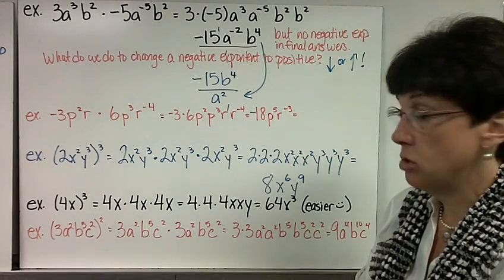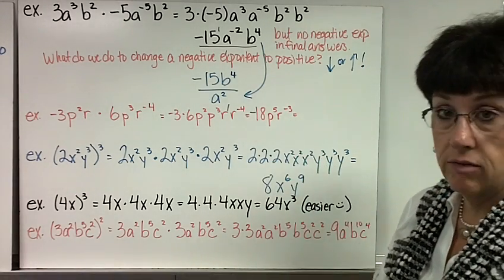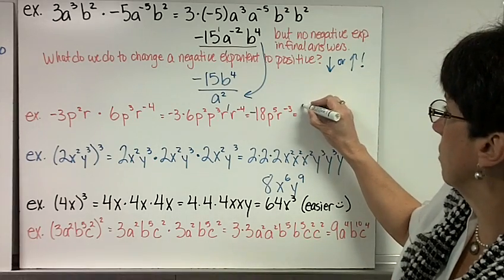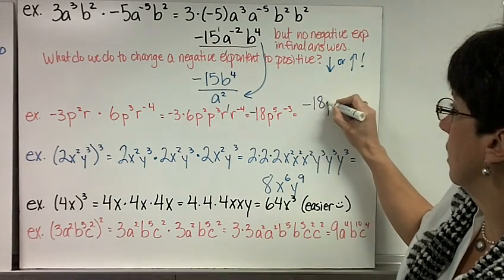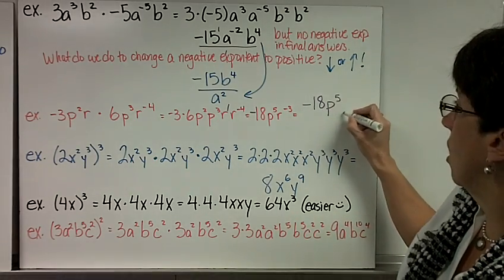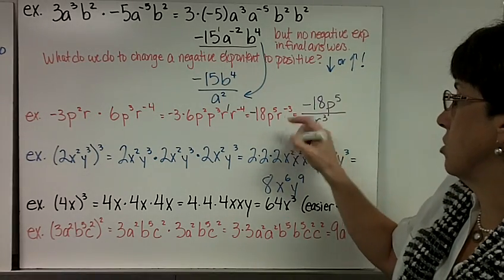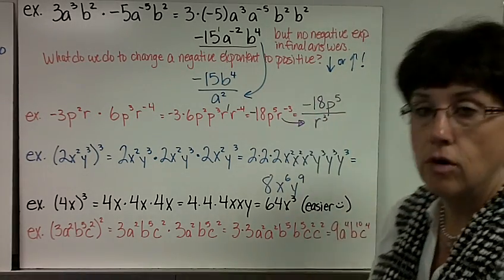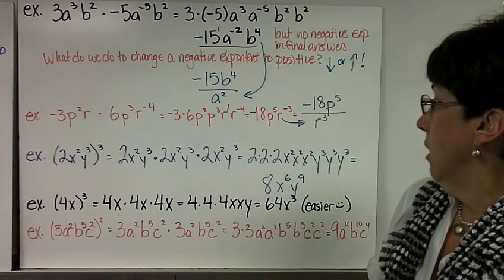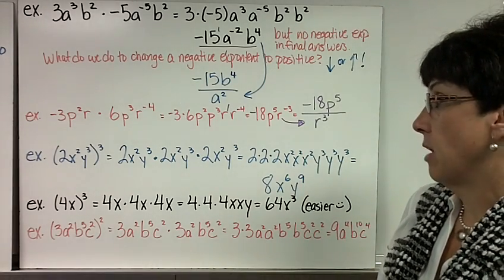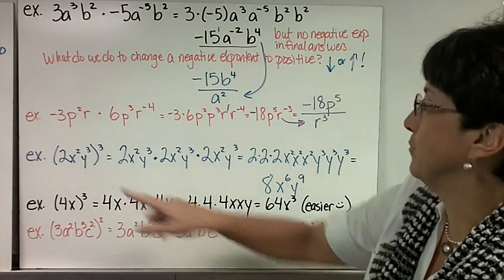Now, am I finished? No, because I have a negative exponent. So this is really going to be negative 18 p to the fifth divided by r to the third, because that has to go down into the denominator for our final answer. And we're done.